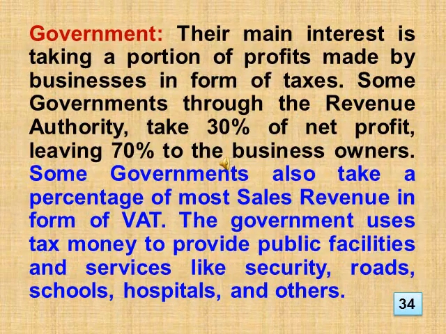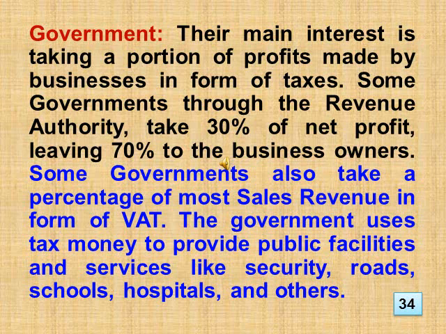Government. Their main interest is taking a portion of profits made by businesses in form of taxes. Some governments through the Revenue Authority take 30% of net profit, leaving 70% to the business owners. Some governments also take a percentage of most sales revenue in form of VAT. The government uses tax money to provide public facilities and services like security, roads, schools, hospitals, and others.